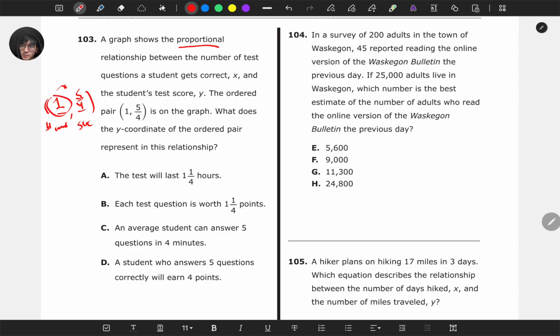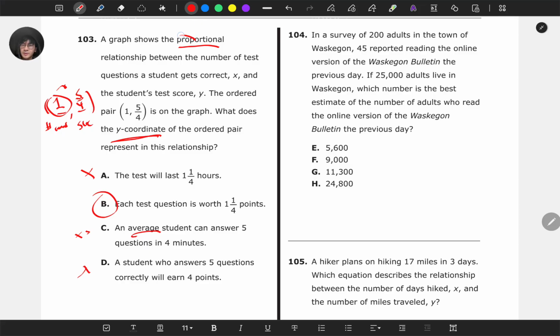So when I'm looking at this, you just have to find out what it is because they're telling you this outright. It has to be something that has to do with the score. It can't be A because that is talking about the time. It can't be C, the average student can answer 5 questions in 4 minutes. A student who answers 5 questions correctly will earn 4 points. That is not what it's saying. It's got to be this B, right?